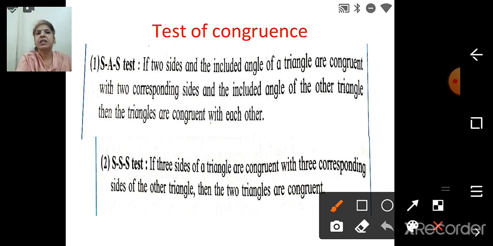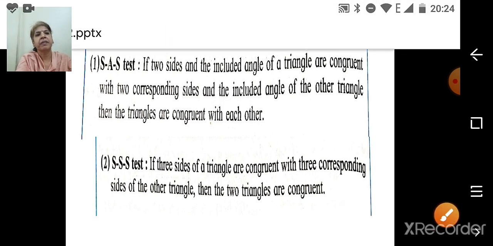Next test which we did last time was SSS test. As the name indicates, side, side, side. How many sides does a triangle have? 3 sides. So all the 3 sides. So when we say if 3 sides of a triangle are congruent with the 3 corresponding sides of the other triangle, then the 2 triangles are congruent.